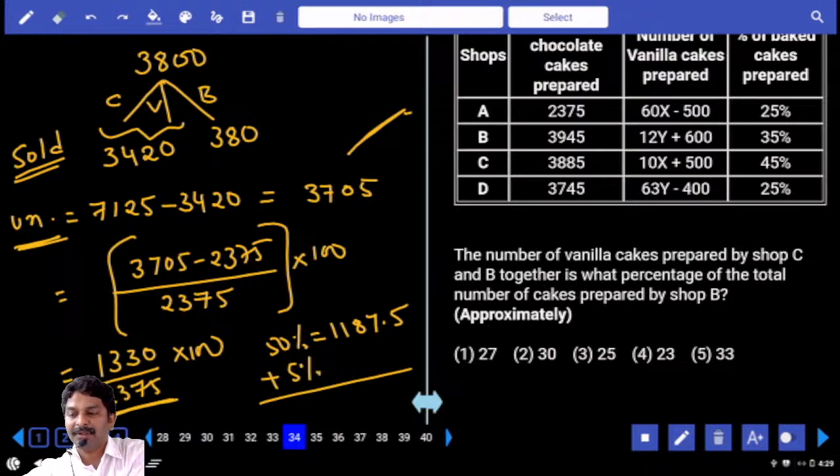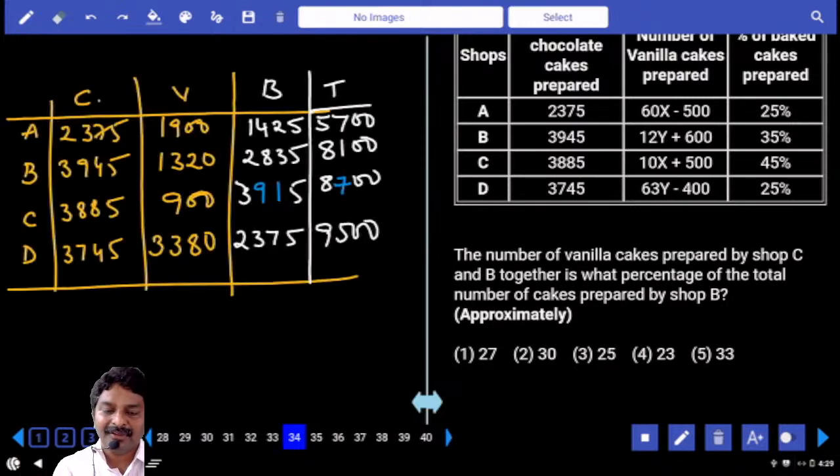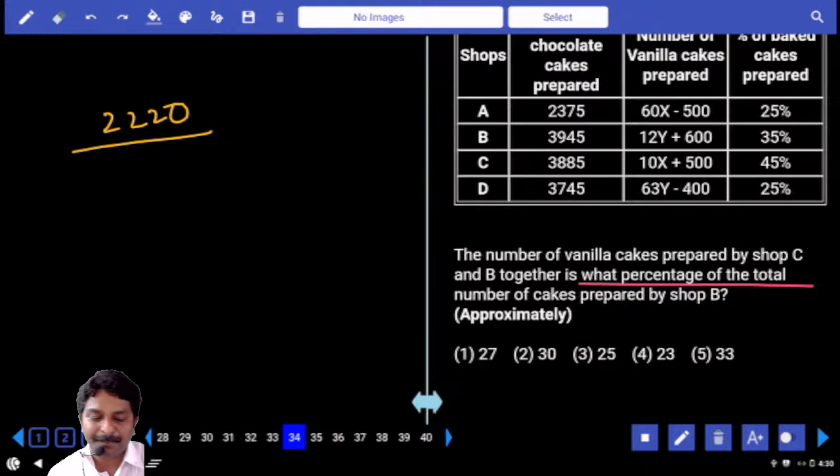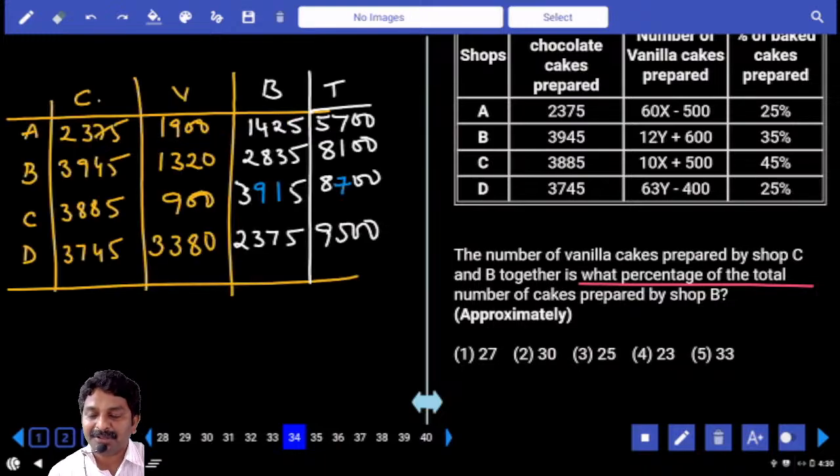Next. The number of vanilla cakes prepared by shop C and B together is what percentage of total number of cakes prepared by shop B? Vanilla cakes prepared by B and C together. What is that? 2220. That is what percent of total number of cakes prepared by shop B? Total cakes prepared by shop B, how much is that? 8100.